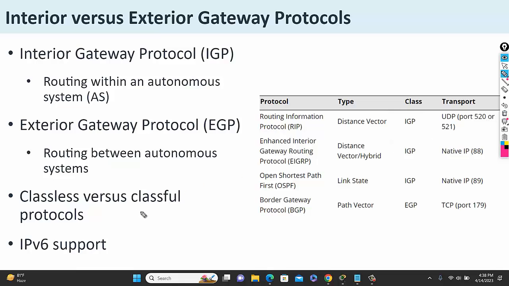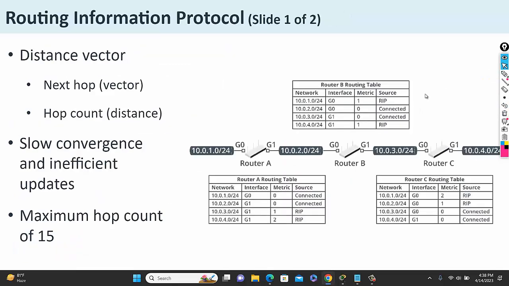So the previous version of RIP supported classful only, but the latest version of RIP supports classless as well. There are also protocols which support IPv6, like RIP next generation, RIPng. Okay, so let's move on.